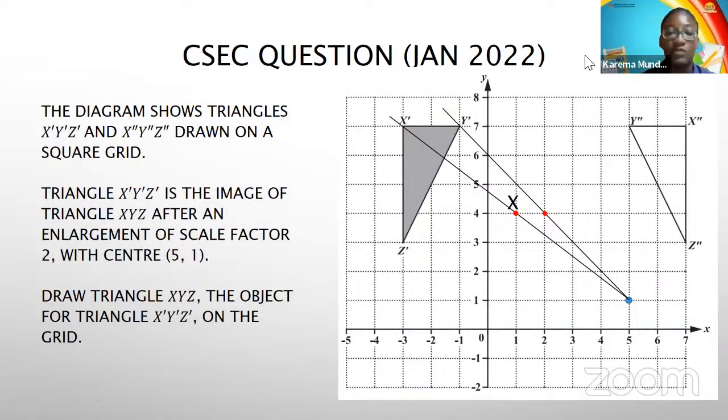Y. Awesome. All right. I will pretty much do a similar thing for Z prime in order to locate Z. Fantastic. All right, so let's draw in now, because they didn't just say to put the vertices, they actually ask us to draw the triangle, which is the object for triangle x prime, y prime, z prime.